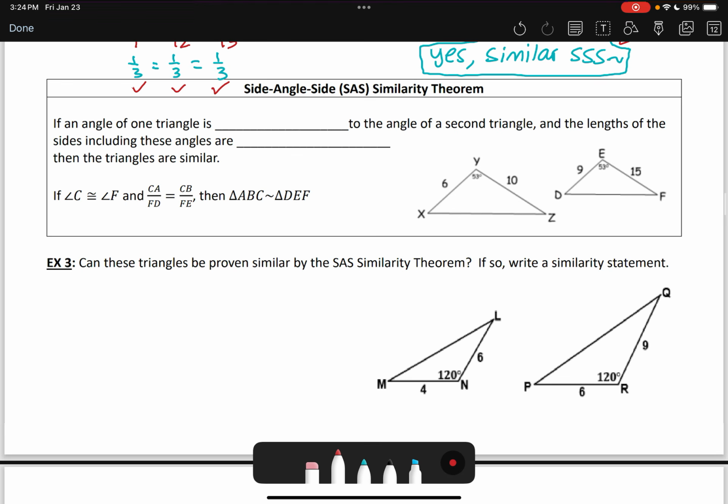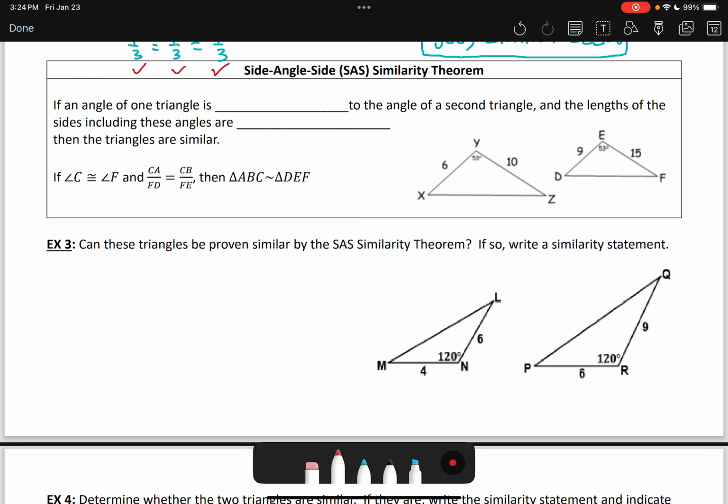Now, the last way to prove two triangles are similar is by the side-angle-side similarity theorem. The way that this works is if you have an angle of one triangle that is congruent to the angle of a second triangle, and the lengths of the sides that include these angles are proportional, then the triangles are similar. So rewording that so that we understand, how do I identify that we have side angle side? Well, you have to have the angle in between two sides, and the angle in between those two sides needs to be congruent in both triangles. And the two pairs of sides you have must be proportional.